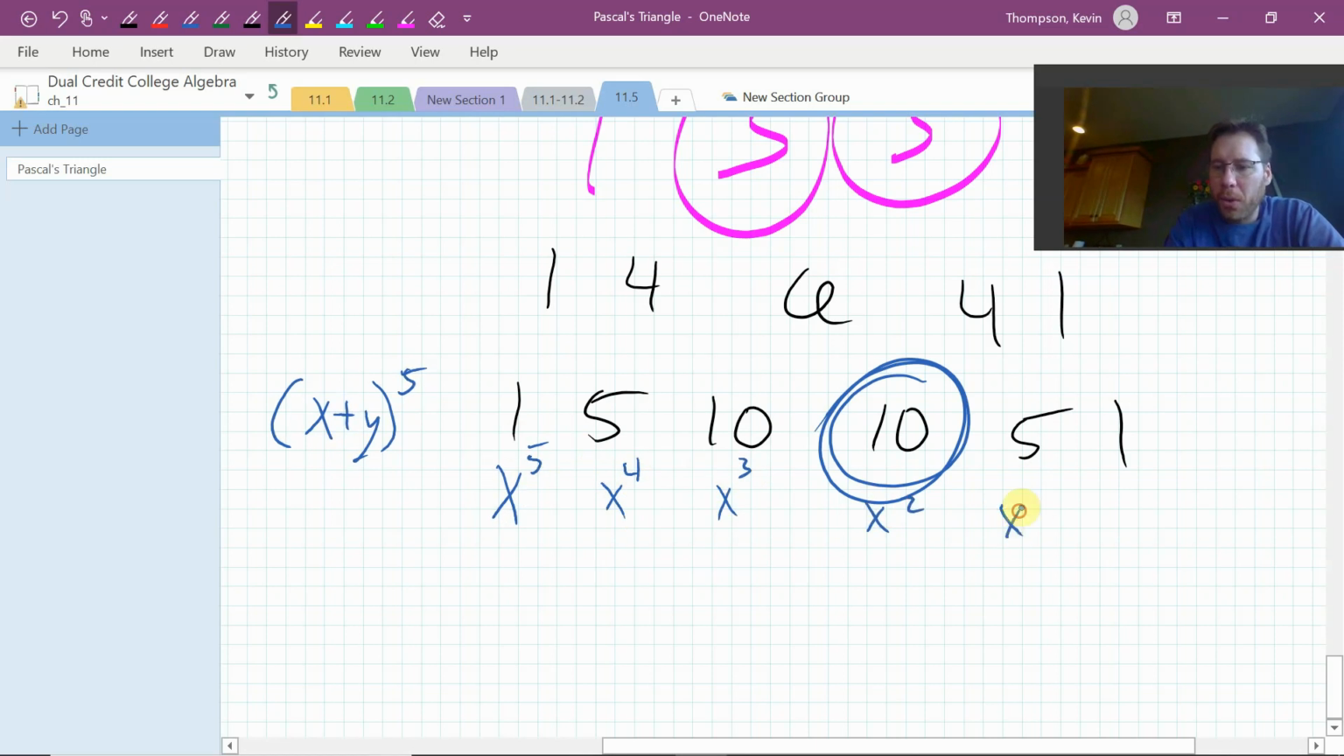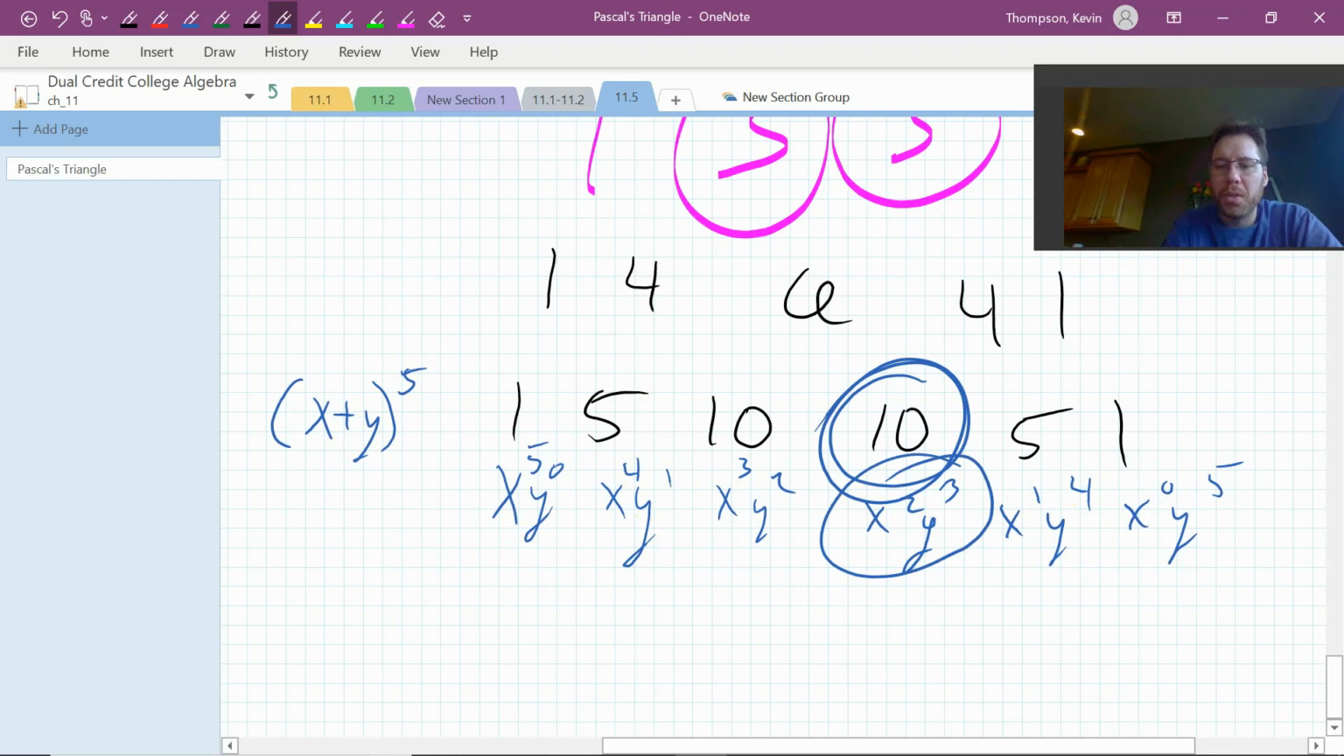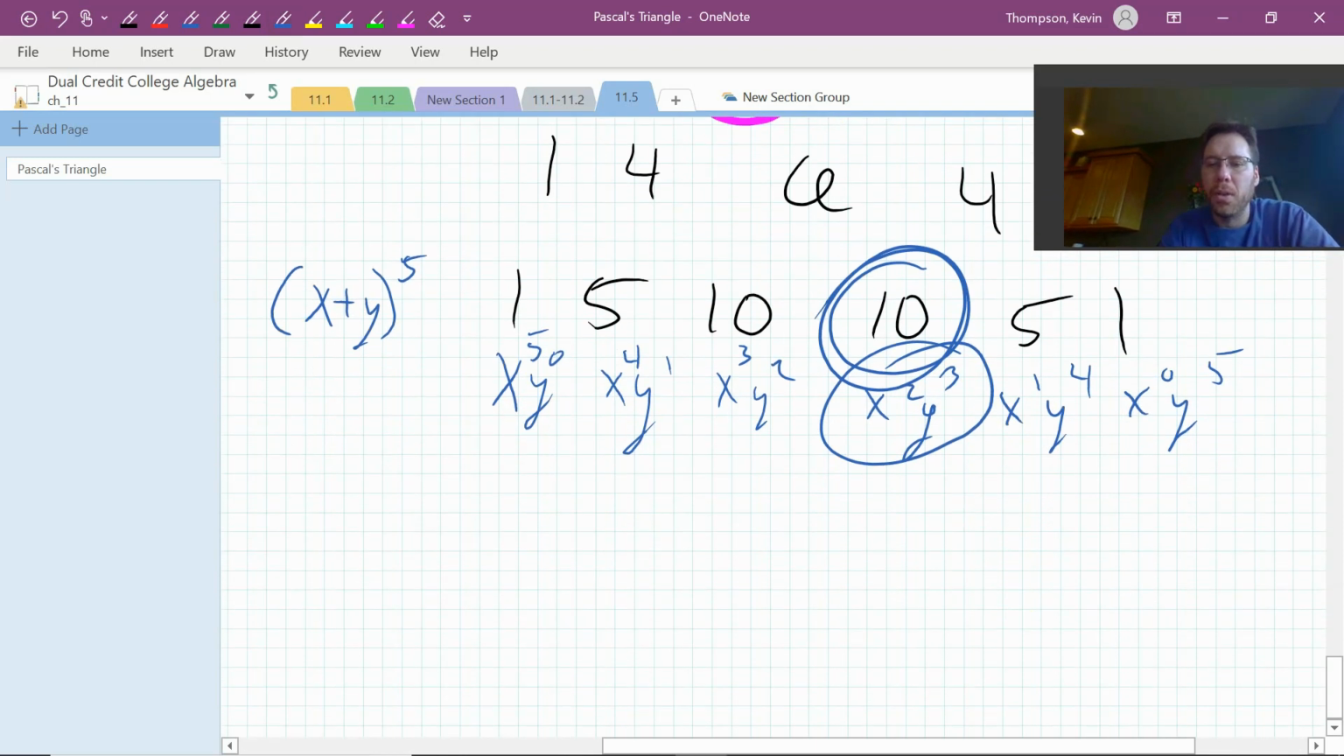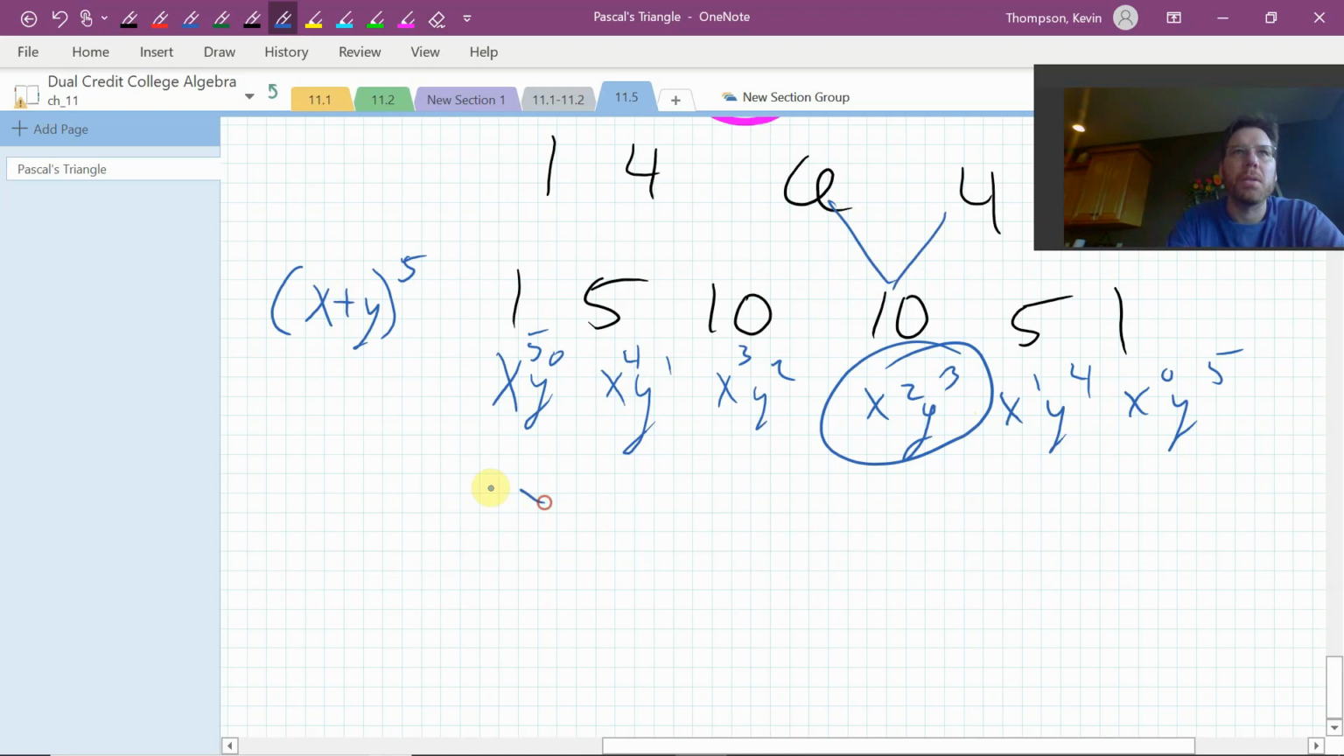So that's an x squared term. The last one is x to the 0. And the powers of y should be going up: 3, 4, 5. So the term we're talking about there is x squared y cubed. So instead of thinking of adding the 4 and the 6 from the row above it, we could do this calculation. 5, so 5 in parentheses, and then put that vertically over 2.